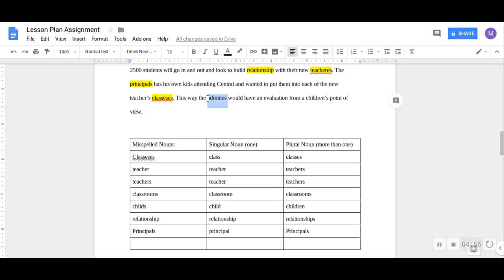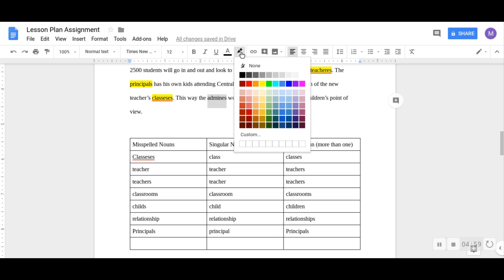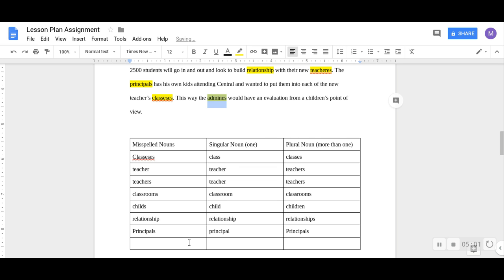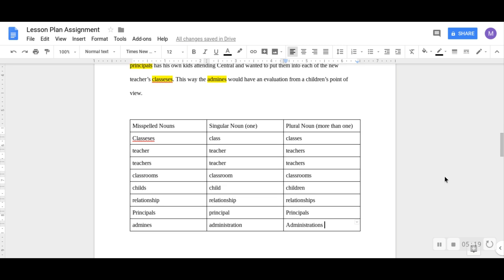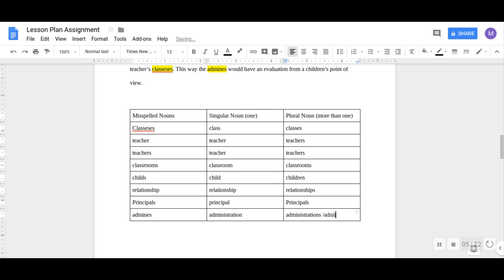Admins is wrong. Should be this way the admin or administration. Sorry, I gotta spell that one out. Okay. This one you can leave it short. You can put admins, but it makes more sense if you go ahead and spell that one out.